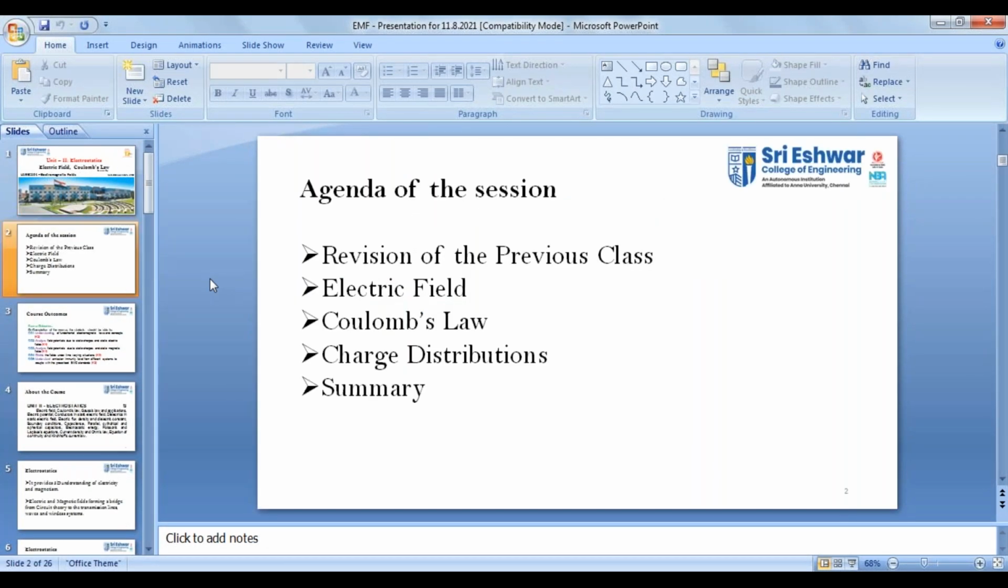Agenda for today, it actually looks like this. Revision of the previous class. So what we have seen till now is the revision of the previous class, and this time we are focusing towards the second unit, electric field and Coulomb's law. Then we will go for charge distributions based on the time limit. We will move on to that, and then we will finally summarize.